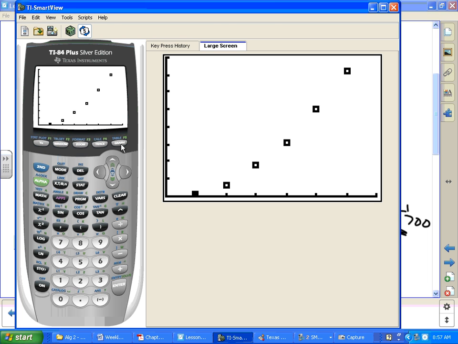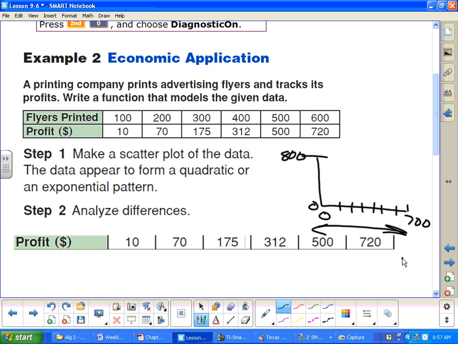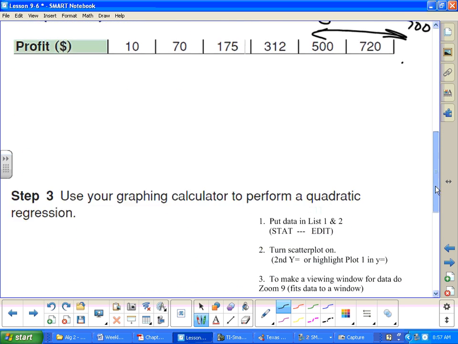Now, the question is what's better? Because this doesn't look linear, does it? So it's probably either quadratic or it could be exponential. We could do second differences and ratios to figure that out, but there is a little bit easier way.